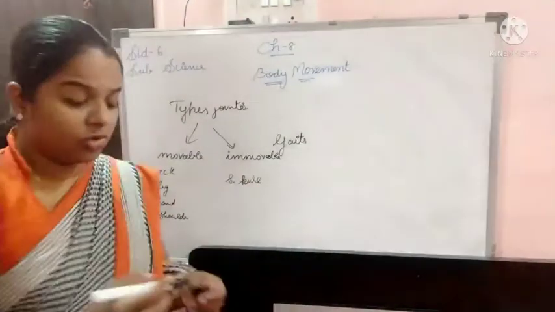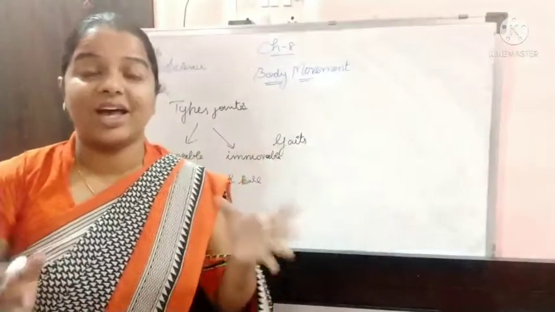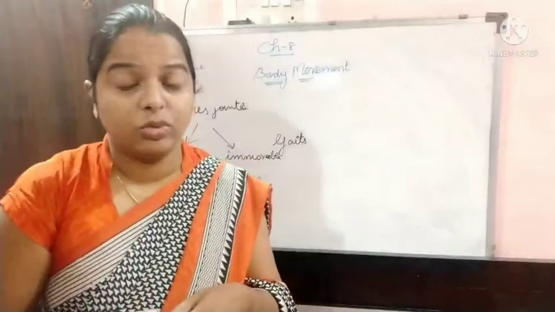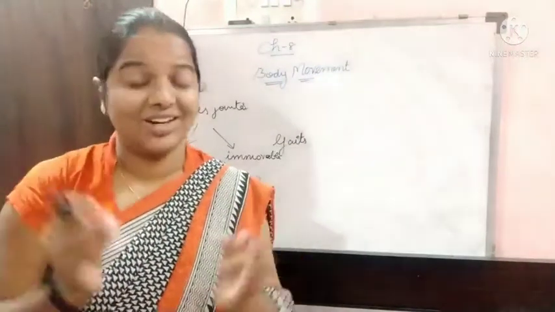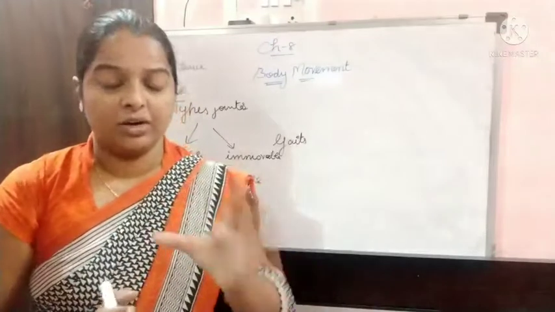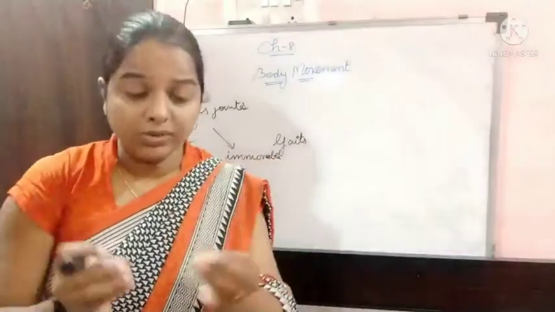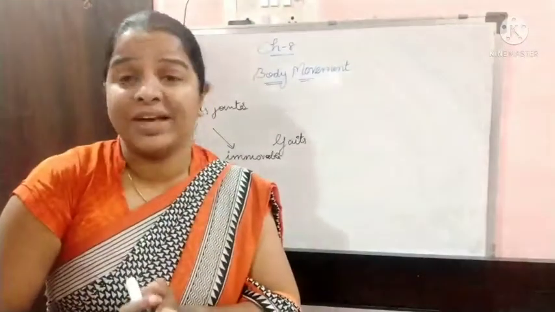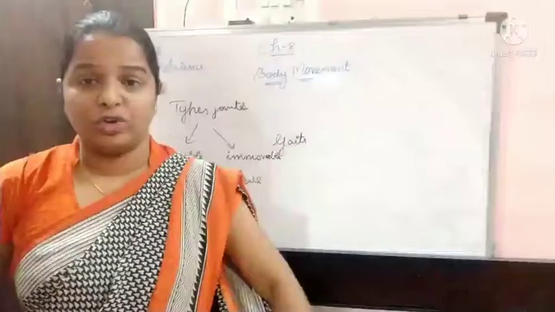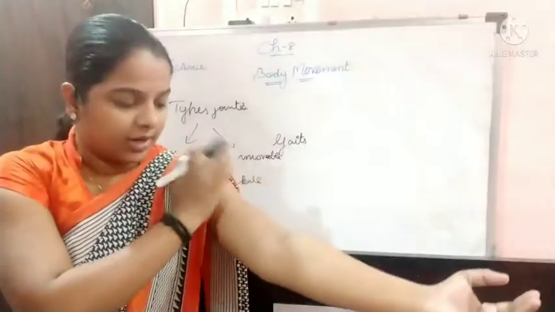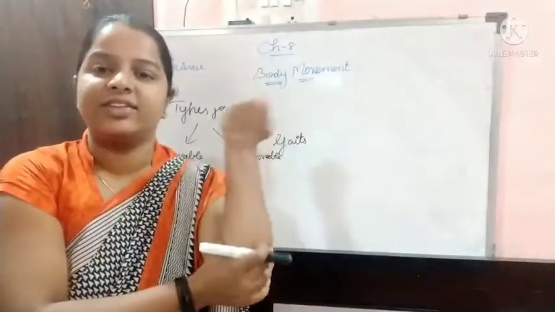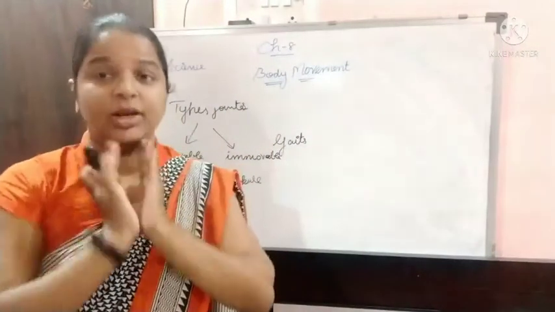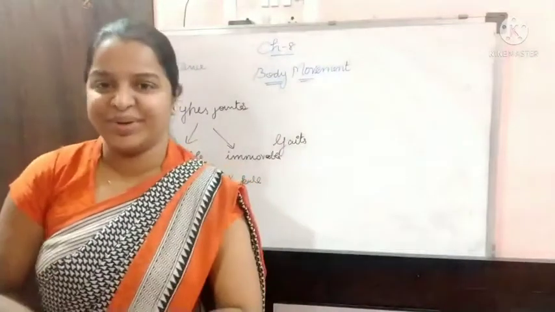Understood, students? First you should know what joints are. Joints are the places where the bones join. Two or more bones that join at a particular place, we call it a joint. For example, this is one joint where the elbow and this bone are joining. Understood? And here you can see one joint near the neck. What are the names of the joints that we are going to see?